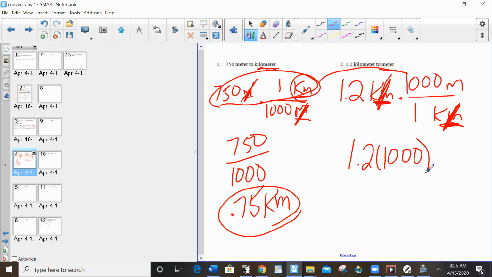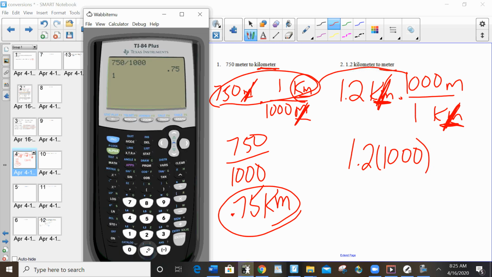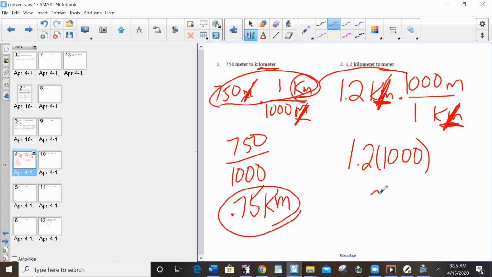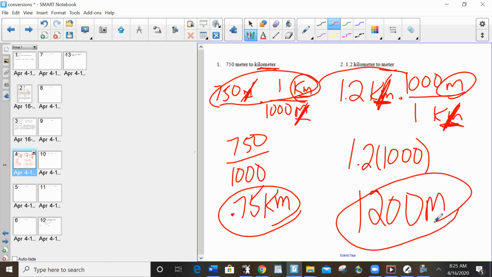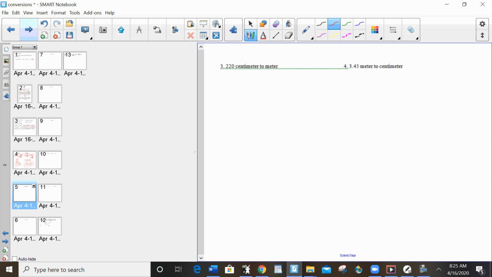I go to my calculator, 1.2 times 1,000. Gives me 1,200. And my unit is meters. It's a relatively simple procedure. It's just a matter of practicing it and getting it down.